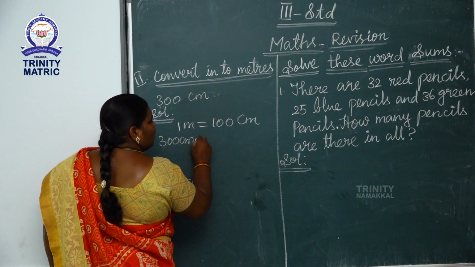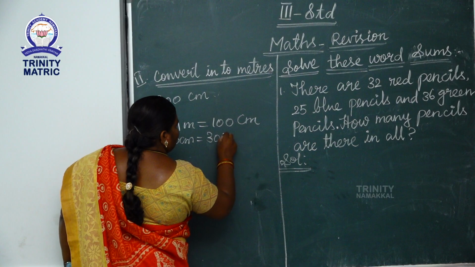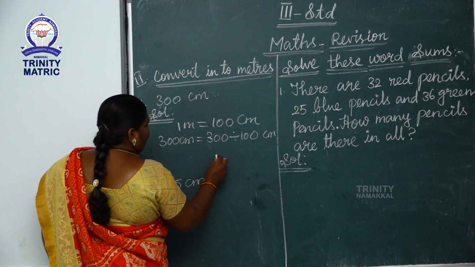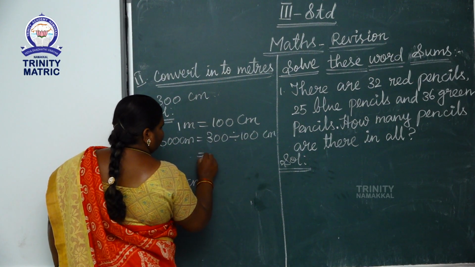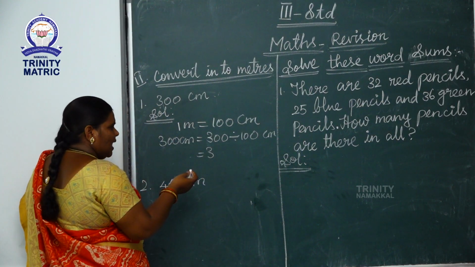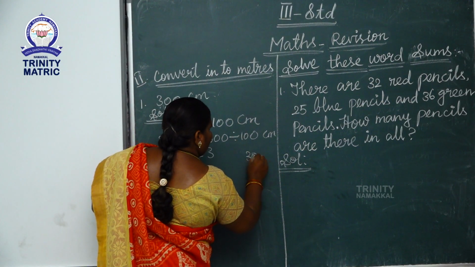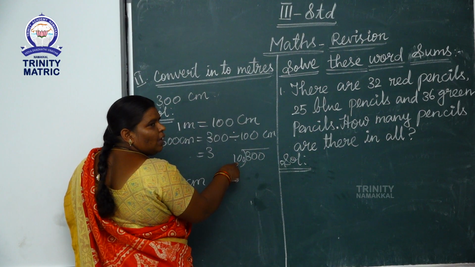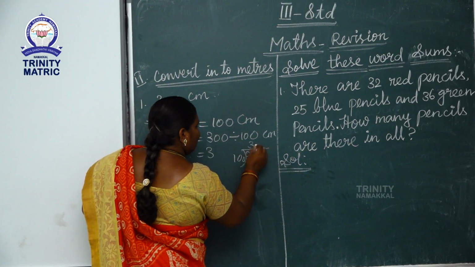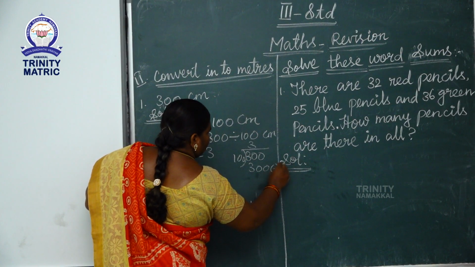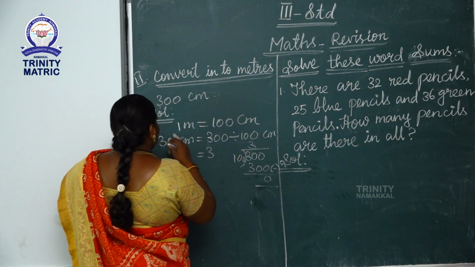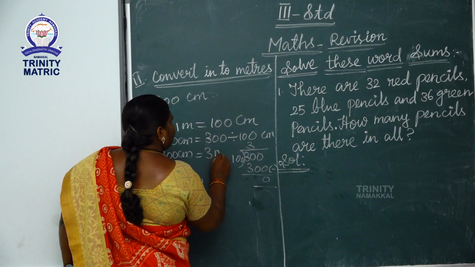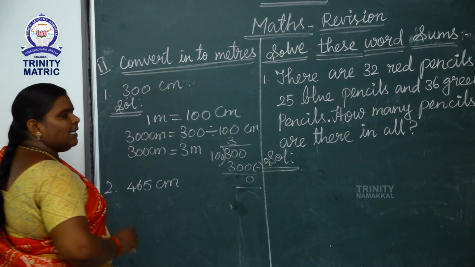300 centimeter is equal to 300 divided by 100 centimeter. 300 divided by 100, how much? 3. How will you get the answer? 300 divided by 100: 100 is 100, 200s are 200, 300s are 300. So 300 centimeter is equal to 3 meter.